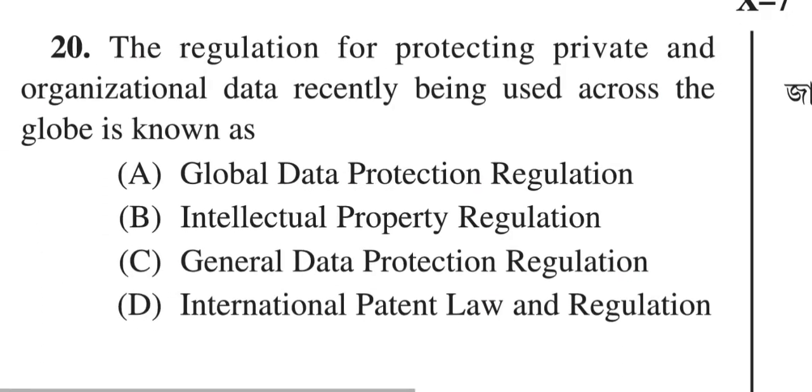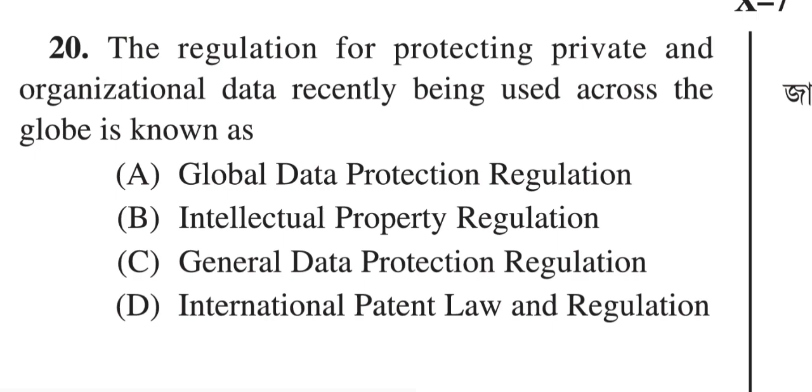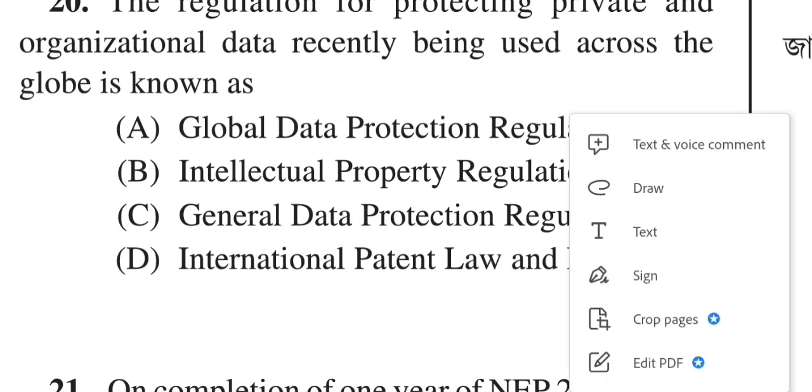Next, 20, it says the regulation for protecting private and organizational data recently being used across the globe is known as what? Global Data Protection Regulation, Intellectual Property Regulation, General Data Protection Regulation, International Patent Law and Regulation. So what will be the correct option of 20? The correct option will be C, that is General Data Protection Regulation. So this is the correct option.